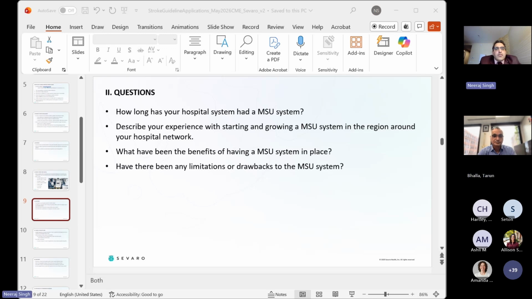Can you give us a sense of the geographic range that's served by your mobile stroke unit? It sounds like for all this time it's been mainly one and only recently now two. How large an area are you covering with this?